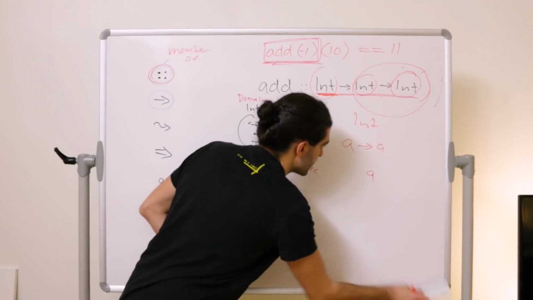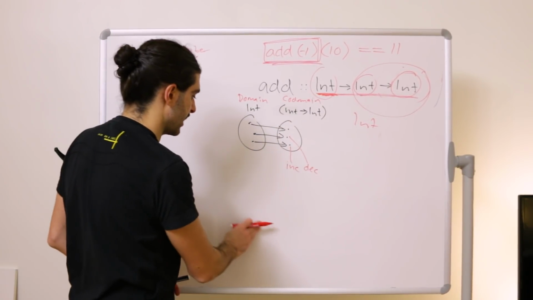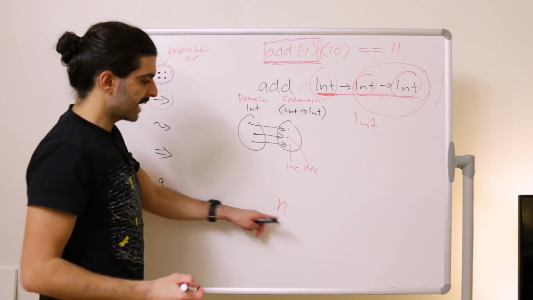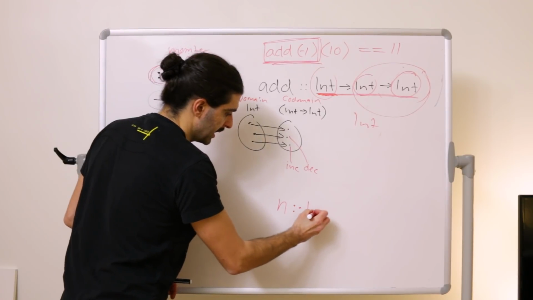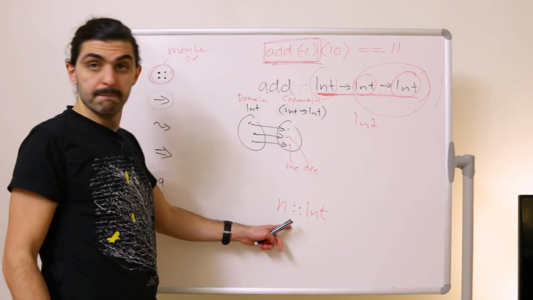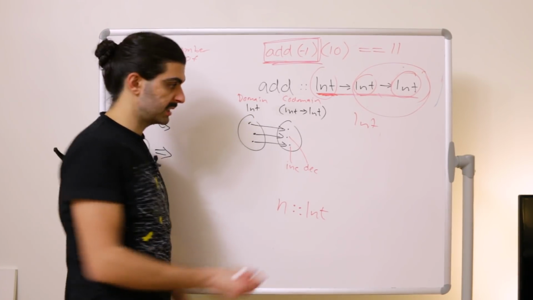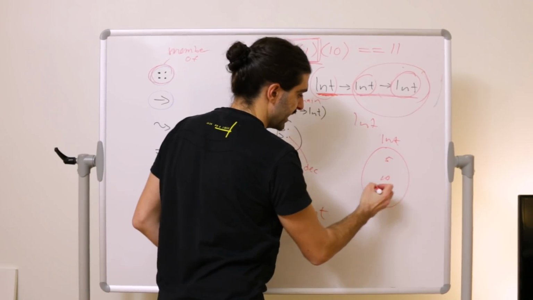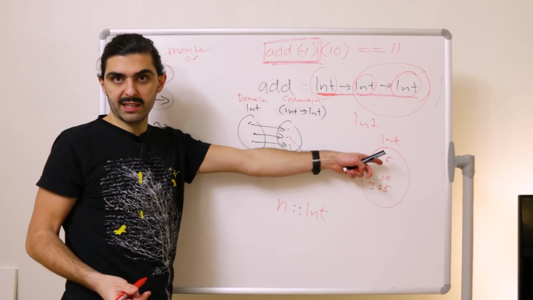Okay, maybe A is commonly used in types for Haskell, so let's not use that, but let's say n. So I've got the variable n, and it's a member of the set int. So now I don't have a function, I have a number. The set of ints could be like 5, 10, 365, whatever. It's some value from that set.